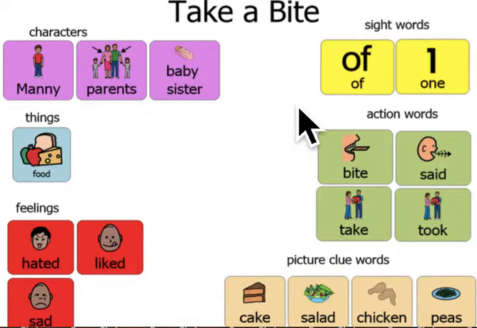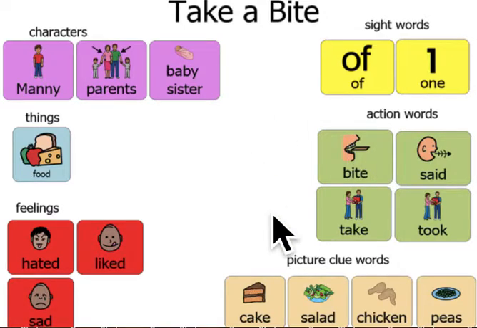All right, let's go. Our three characters in our book are Manny, touch and say Manny, parents, touch and say parents, and touch and say baby sister. Nice job. Let's move on to our sight words. These are words that we can't sound out. We just have to remember what they look like. Touch and say of. Touch and say one.